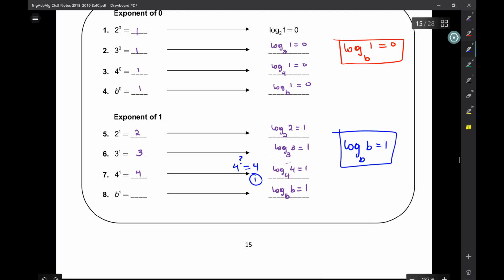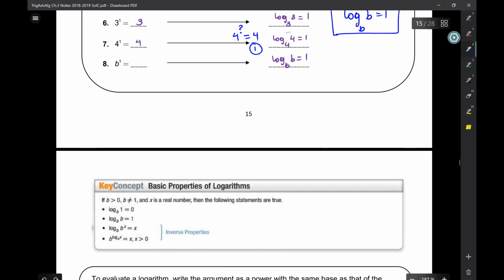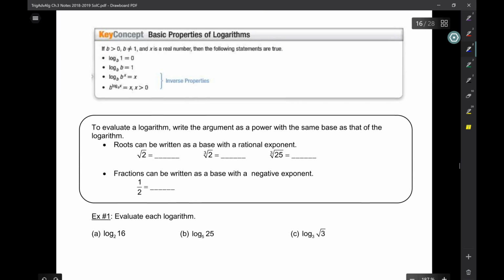Since we can't use our calculators for this chapter, for this section, are you going to give us high exponents? No. Okay.